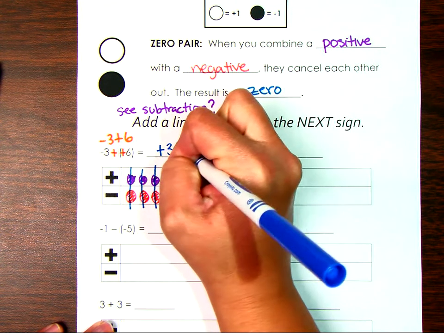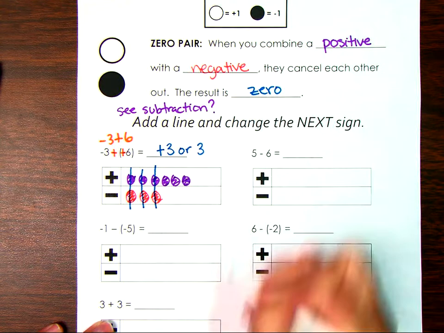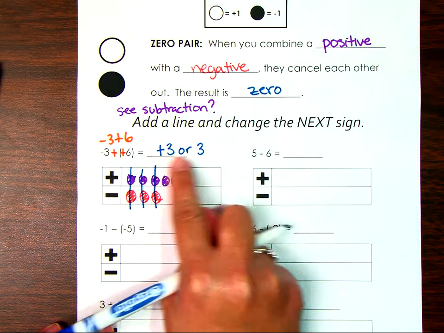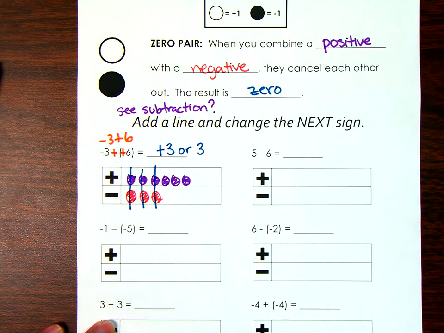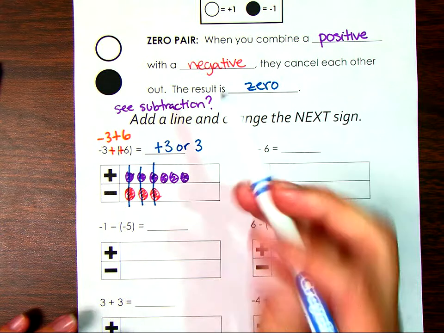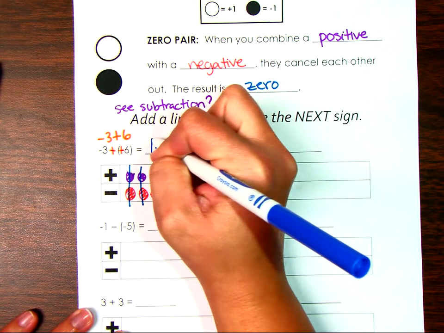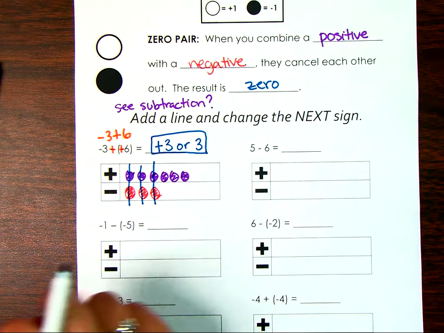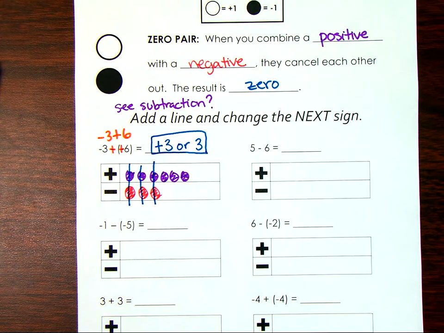Now again, +3 is the same thing as just saying 3, so either one of those is correct. But if it was a negative, we would have to write that negative sign. So I just want to get you guys in the habit of remembering the sign of the numbers. So let's keep going.